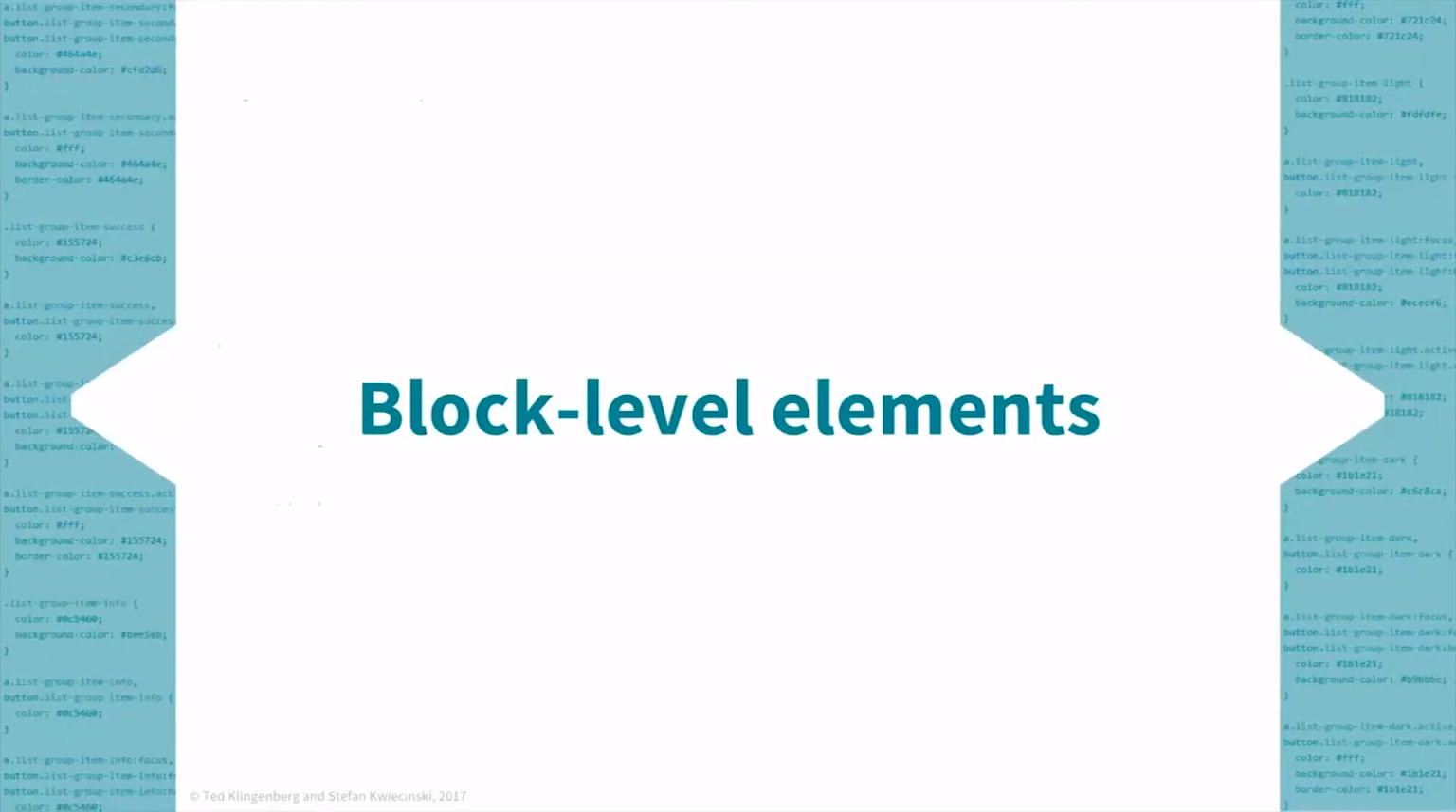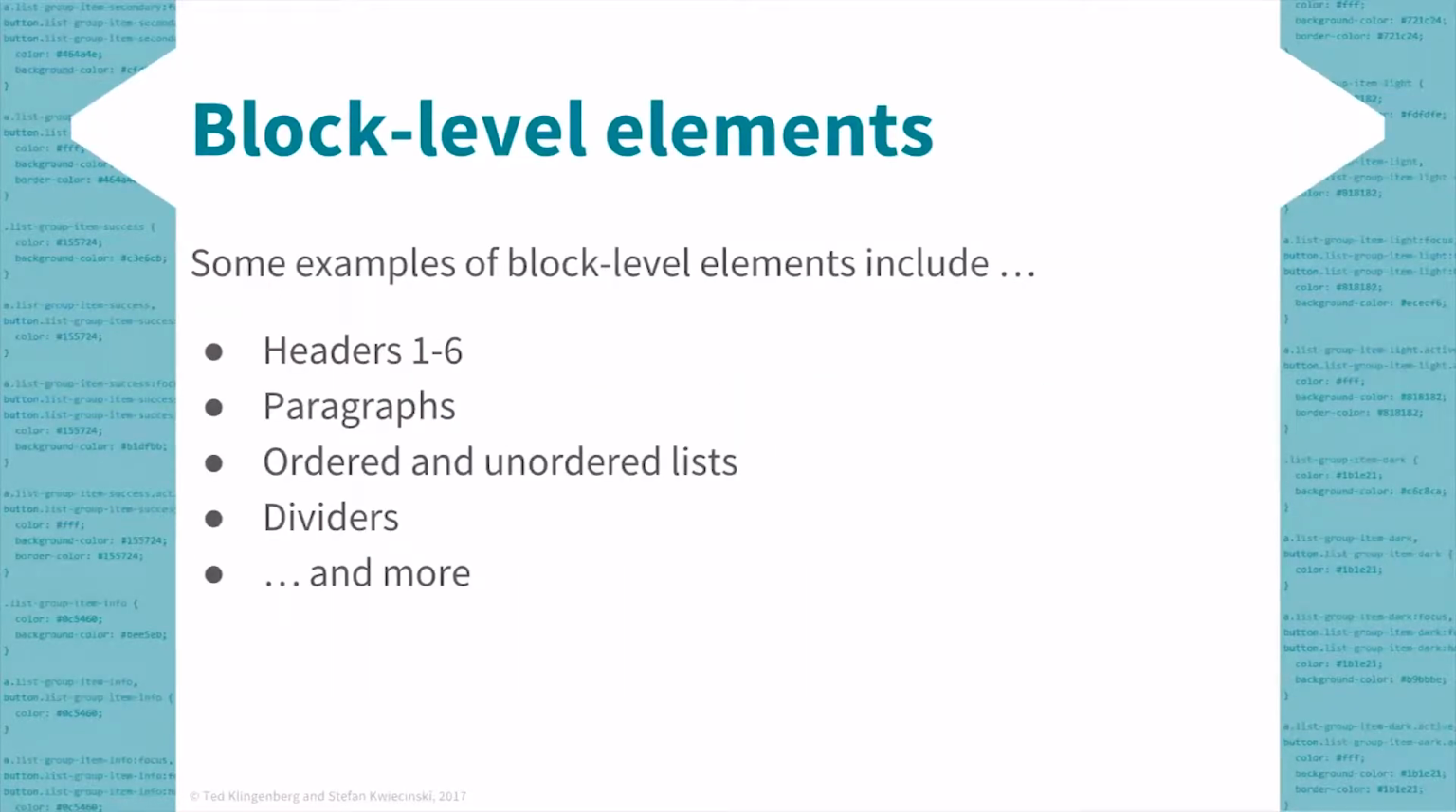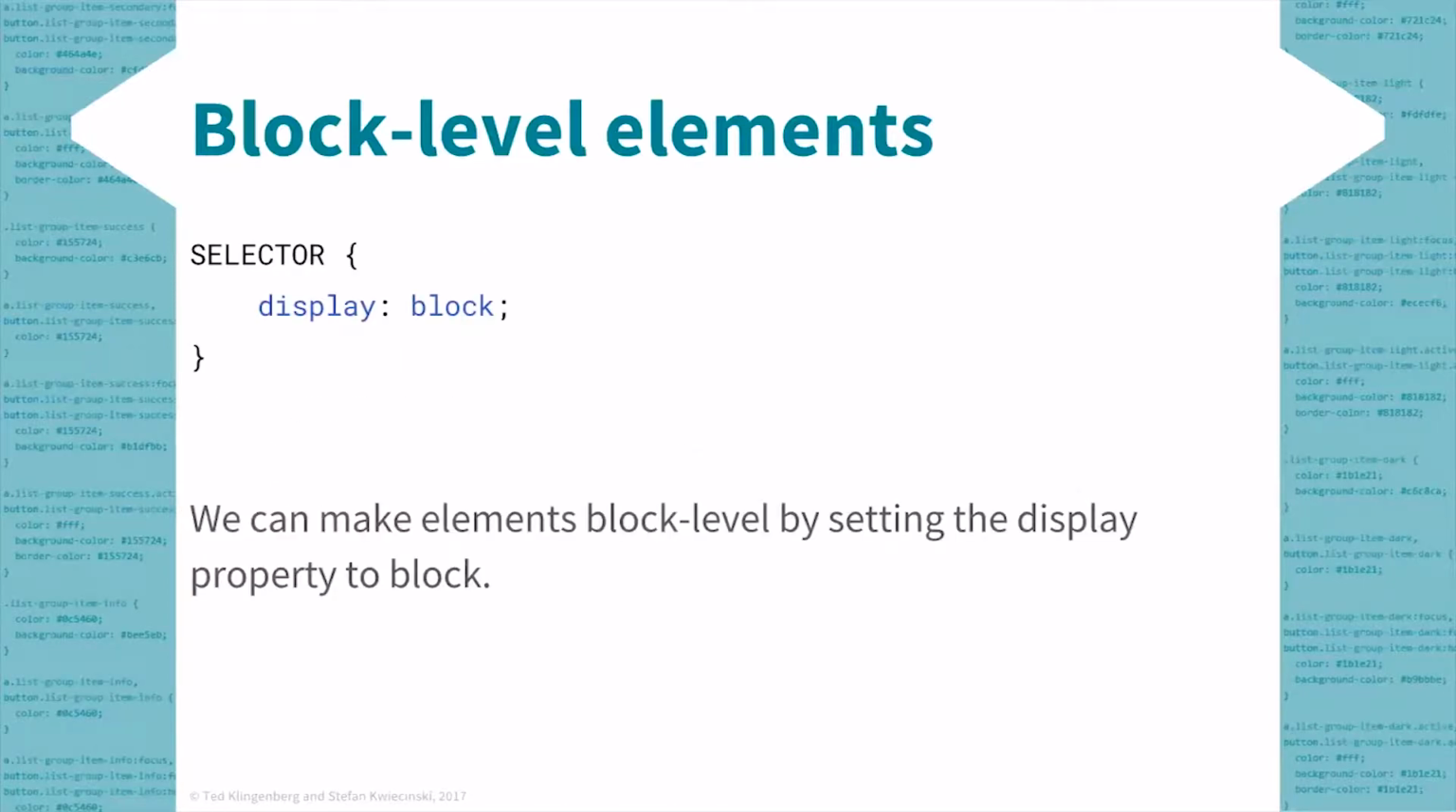First, we're going to talk about block level elements. So some of the elements at a block level include headers, paragraphs, lists, dividers, and there's a bunch more. A lot of the elements that we've used so far are actually block level. So if we want to make something block level, we can actually change that in CSS. There's a property called display that we can change. We can just change that to block, and that will be a block level element then.